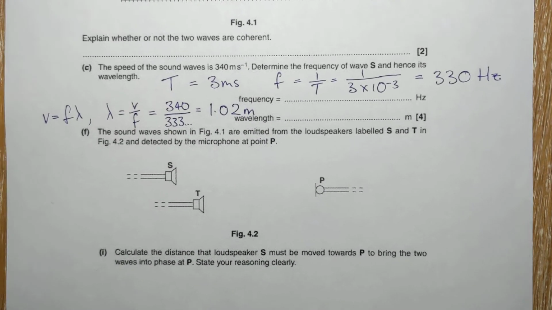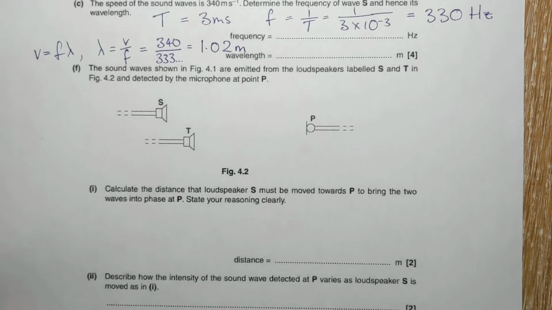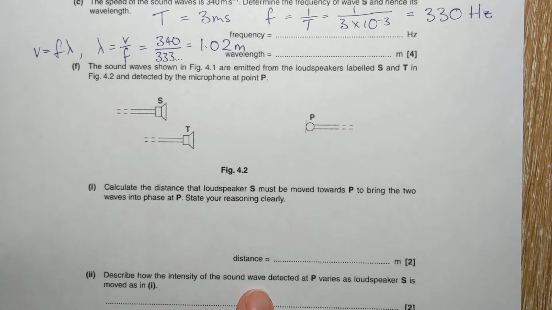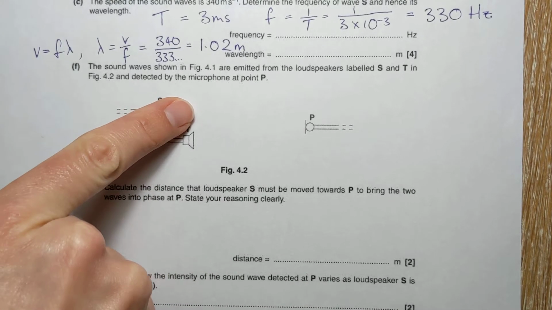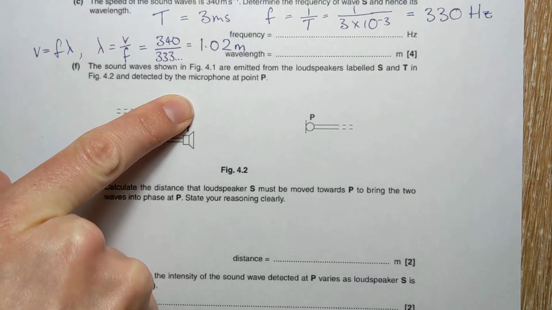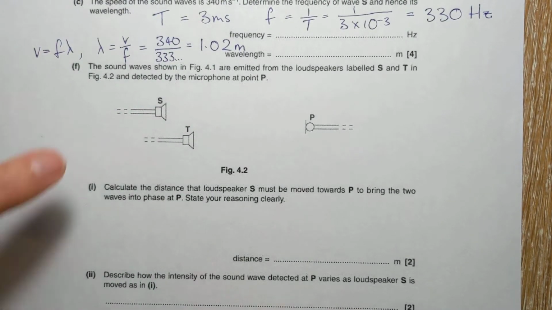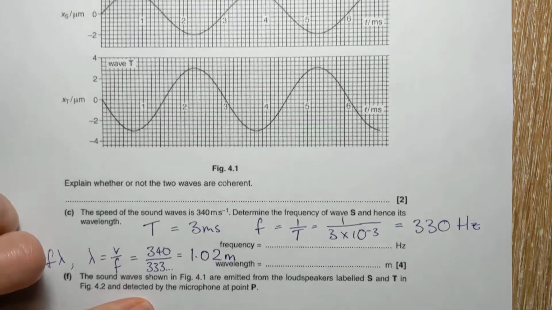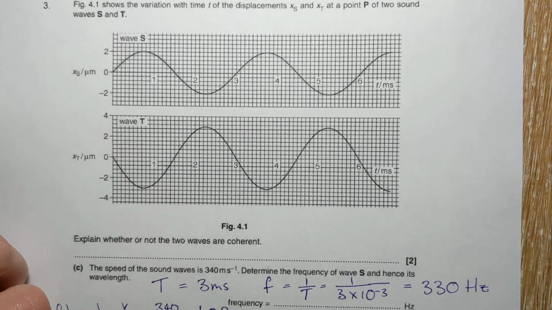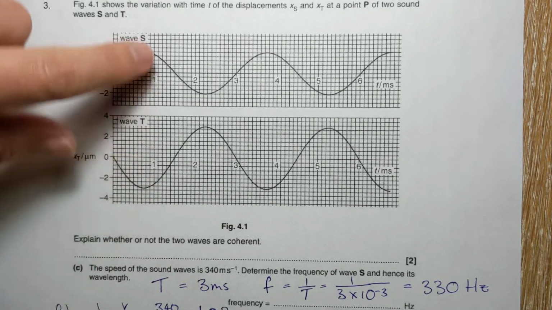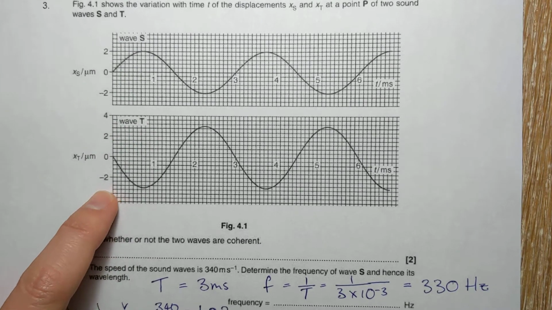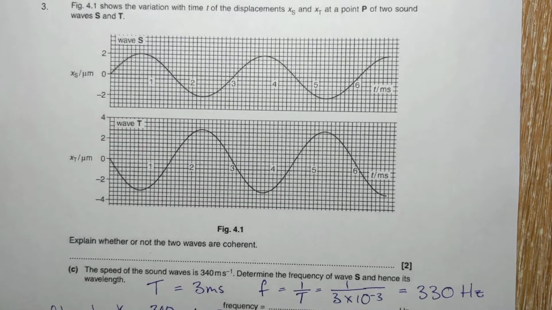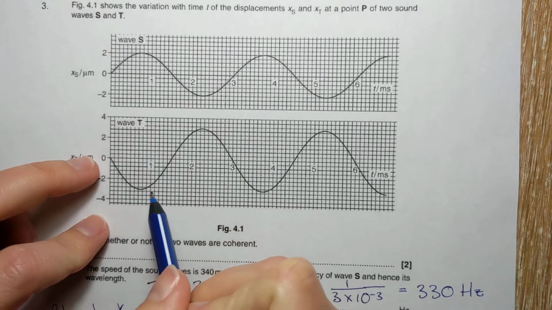Okay, and we're still not done, so the last bit is describe how the intensity of the sound wave detected at P varies as we move the speaker from here to where we said we were going to move it to. Now, as it is at the moment, our two waves are arriving at P exactly out of phase. Now, we added these up in a previous part of the question. Let's just do that again quickly now. I'll draw it on the bottom one.